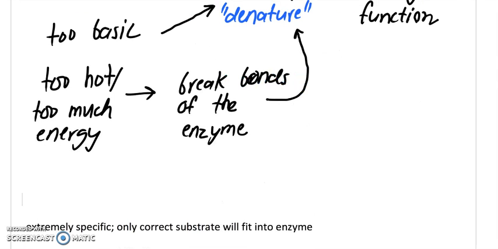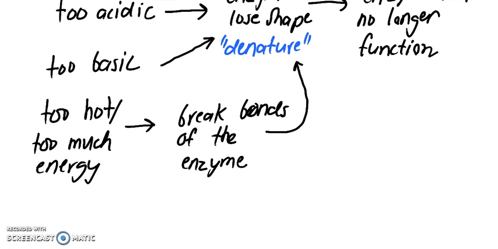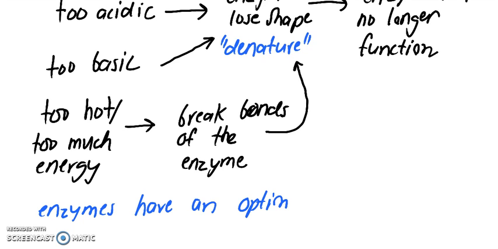So needless to say, enzymes have an optimal range, an optimal pH and temperature range where they work best.